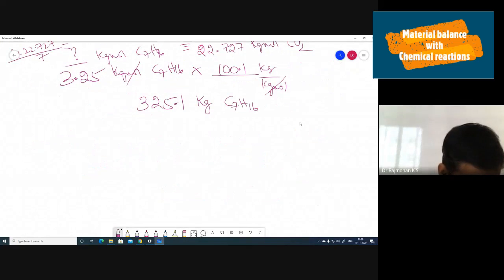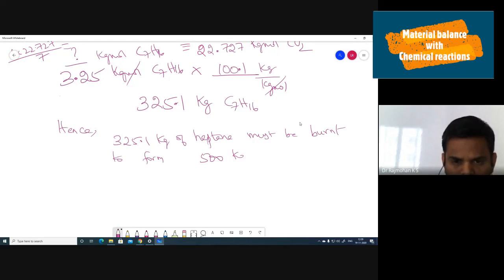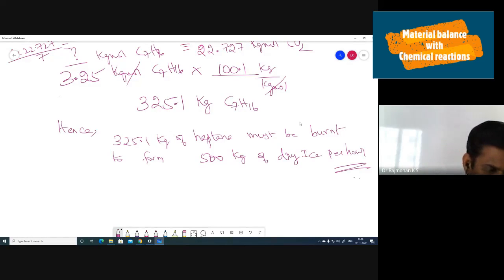How many kg of heptane must be burnt per hour? Hence, 3251.1 kg of heptane must be burnt to form 500 kg of dry ice per hour.